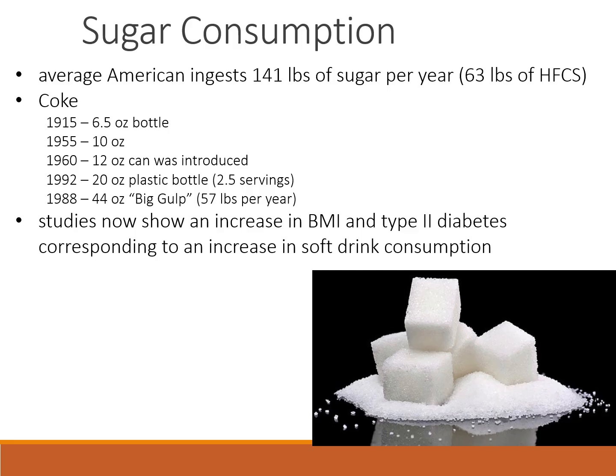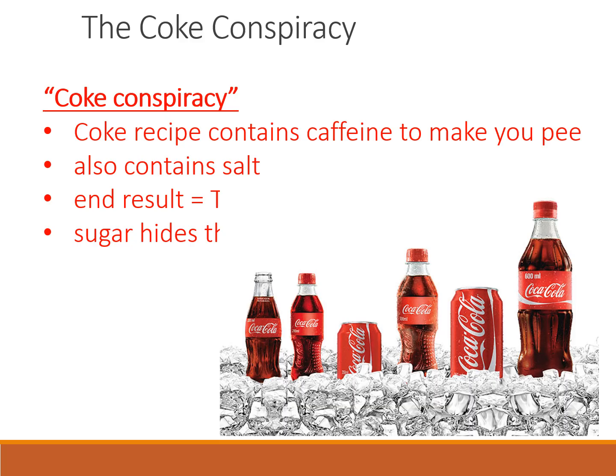Let's just take a look at Coca-Cola. In 1915, a Coke bottle was 6.5 ounces, the little teeny tiny ones you can buy at Whole Foods and go, oh, isn't that cute? That was the original Coca-Cola bottle. In 1988, the 44-ounce Big Gulp was introduced. Drink one of those every day and you'll take in 57 pounds of sugar every year. Studies now link increases in BMI, body mass index, and type 2 diabetes directly to an increase in soft drink consumption. So I'm going to leave you off with something called the Coke conspiracy.